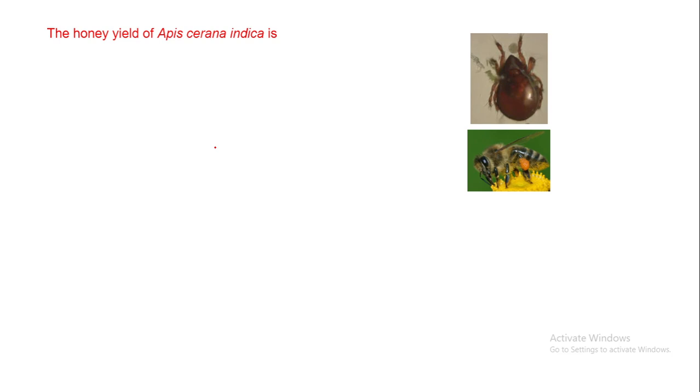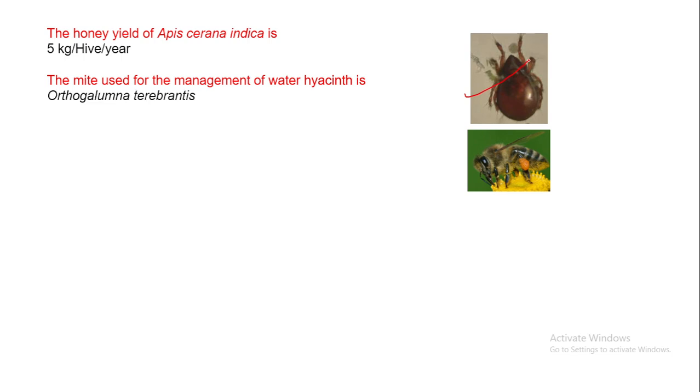The honey yield of Apis cerana indica is 5 kg per hive per year. The mite used for the management of water hyacinth is Orthogalumna terebrantis. Which honeybee is called the darling of beekeeping? That is Apis mellifera, the Italian honeybee.